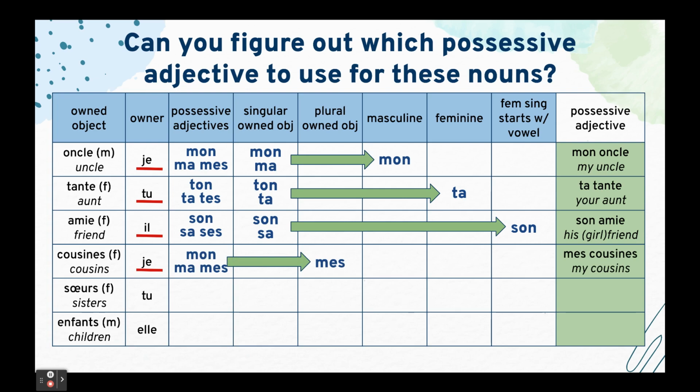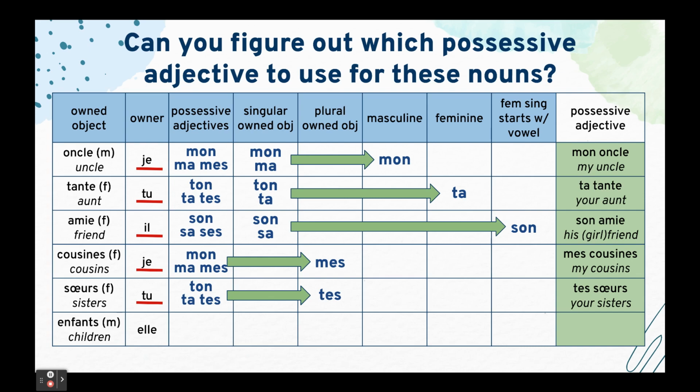Looking at sœurs, it's plural. For sisters, it's feminine. The owner is tu, as in you, in an informal sense. My only possessive adjectives that I could use are ton, ta, and tes. Because the object being owned is plural, we use tes. And so we end up with tes sœurs, your sisters.